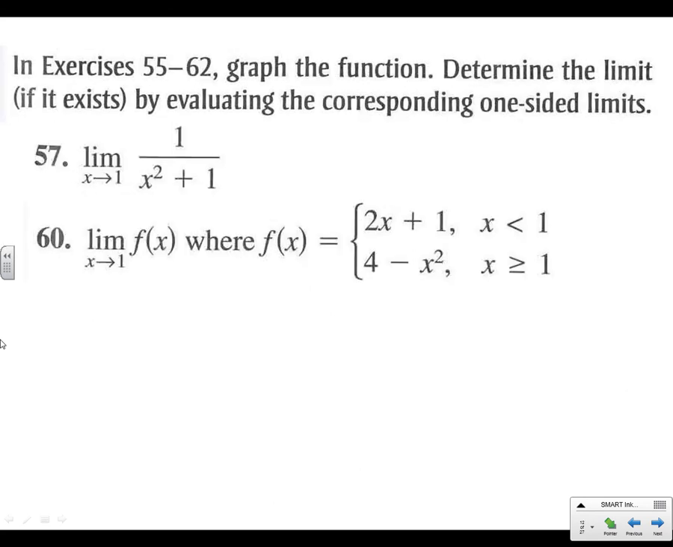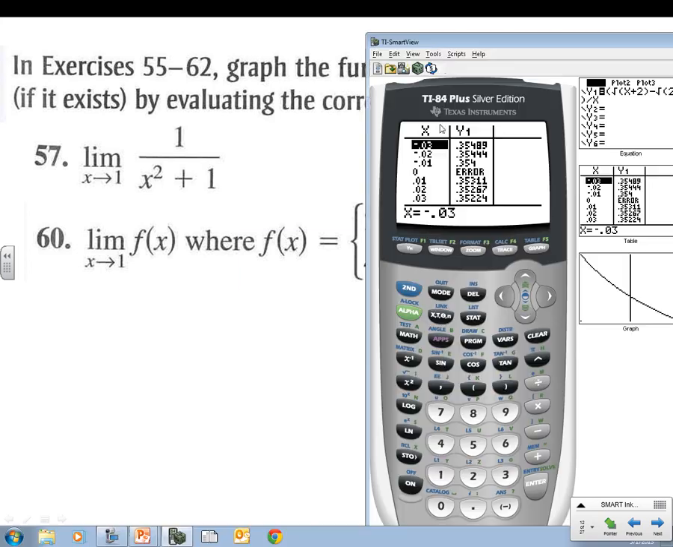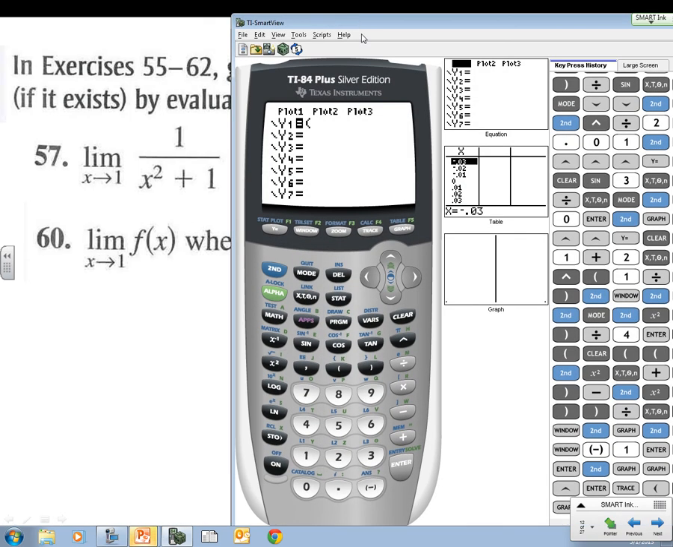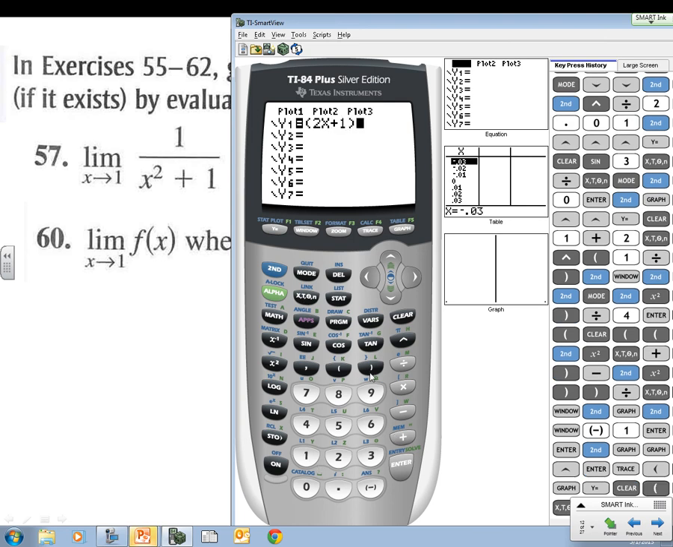Alright, so 60, let's talk about the limit if we have 2 different one-sided limits. So this, when we go towards 1, something's happening to the left when we're less than 1, and something different is happening to the right when we're greater than 1. Can still use the graphing calculator. We're just going to use piecewise functions on this. So piecewise, we got to get the whole thing in parentheses, 2x plus 1. Even though it normally wouldn't need parentheses, we need to put it in so that we can put our parameters.